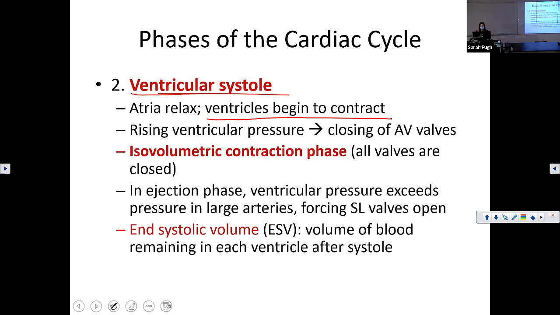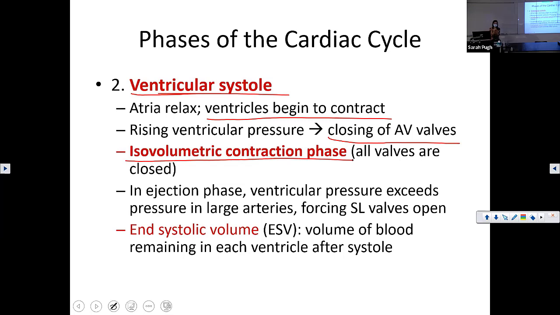This is going to cause those AV valves to shut. Again, it's like a door. As soon as the ventricles start squeezing, those AV valves close. The reason is we do not want blood to flow backwards into the atria. So AV valves close, and at this point, all the valves are closed. AV valves are closed and semilunar valves are closed. They're not open yet. And we call this the isovolumetric contraction phase.